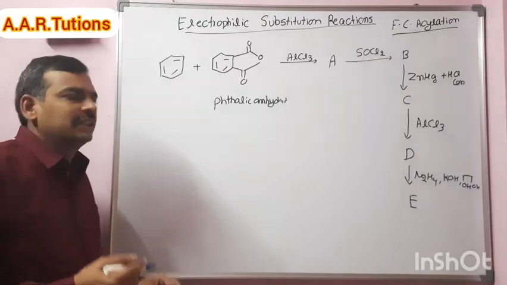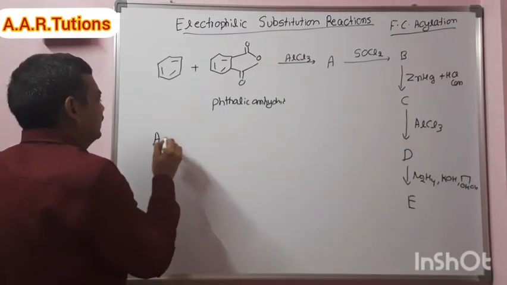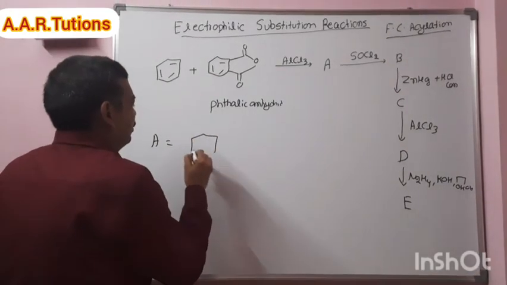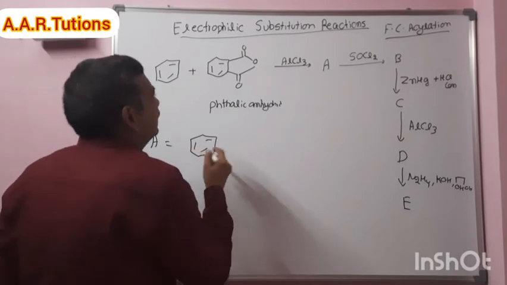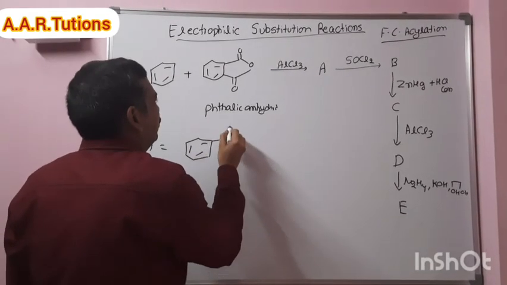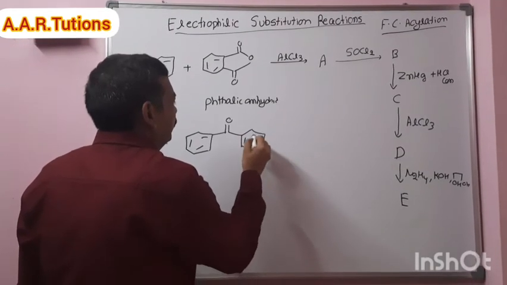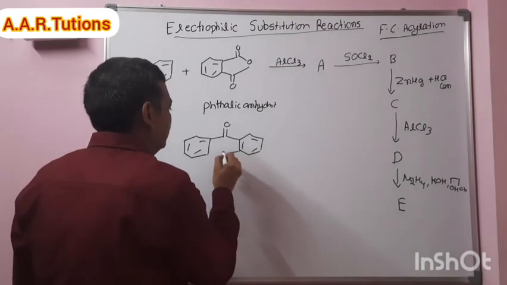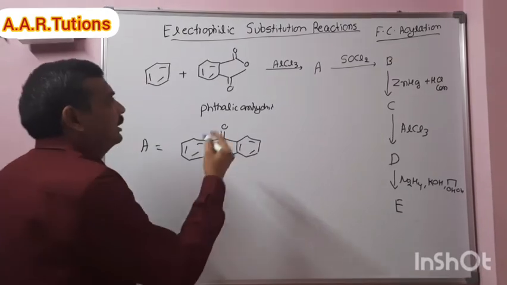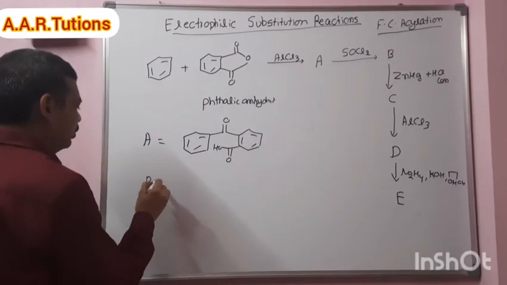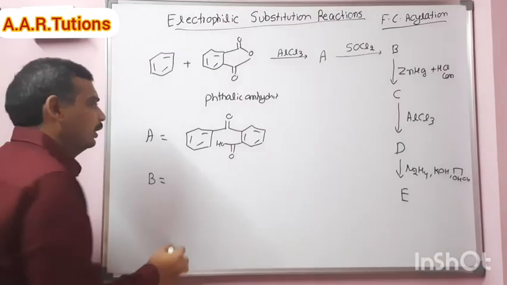Already we discussed this last time. So I will directly write the products. A is the COOH compound. So from A to B is conversion of acid to acid chloride. B is the COCl compound.